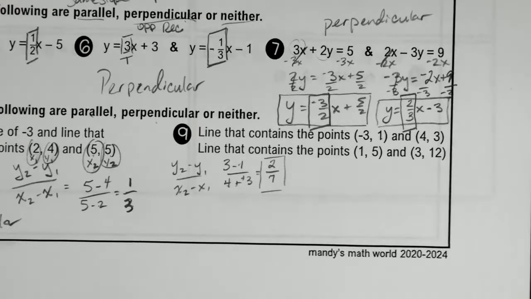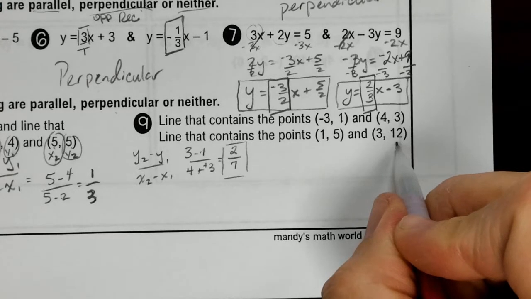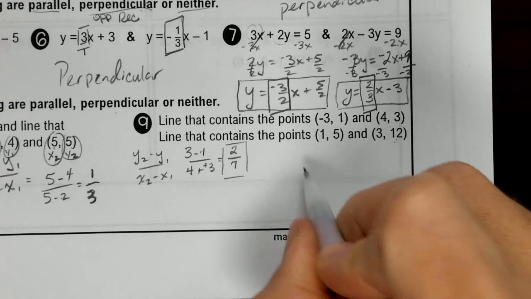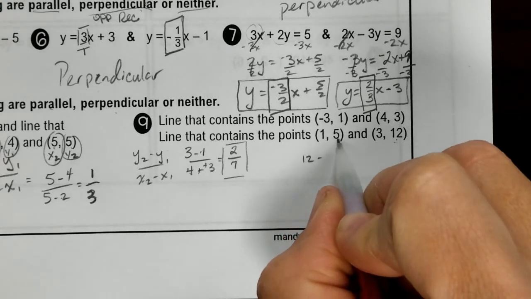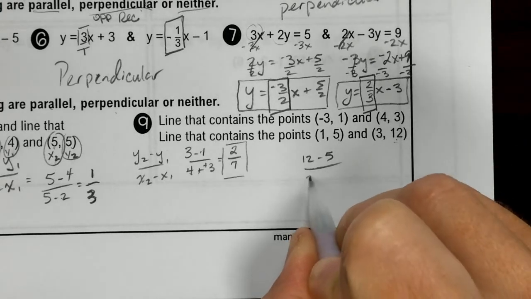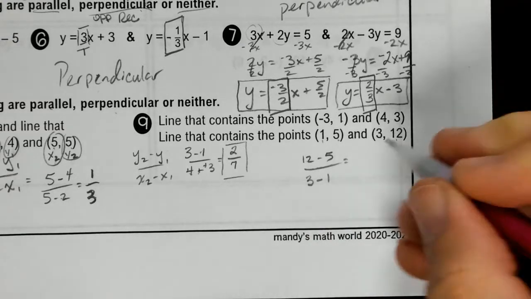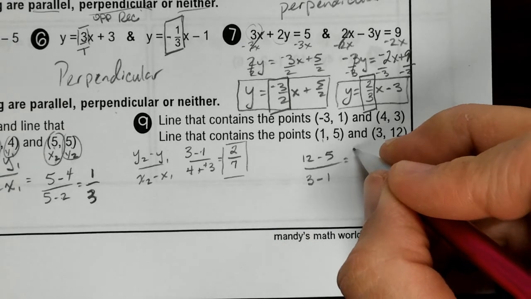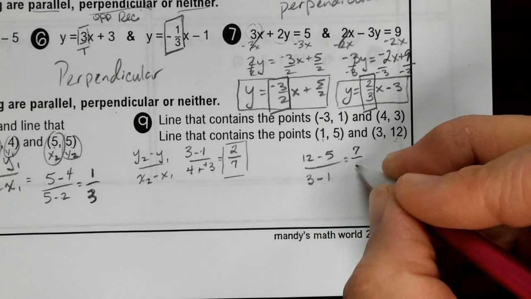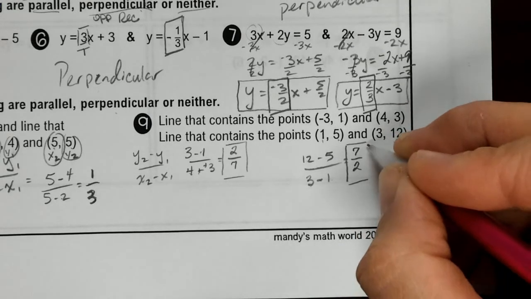Alright, Ryam, you're going to help me out with the second slope. Alright, so y2, 12 minus y1 over x2 minus x1. On the top I've got 12 minus 5. What is that? 7. On the bottom you got 3 minus 1. What is that? 2. Perfect. Alright, so the second line has a slope of 7/2.